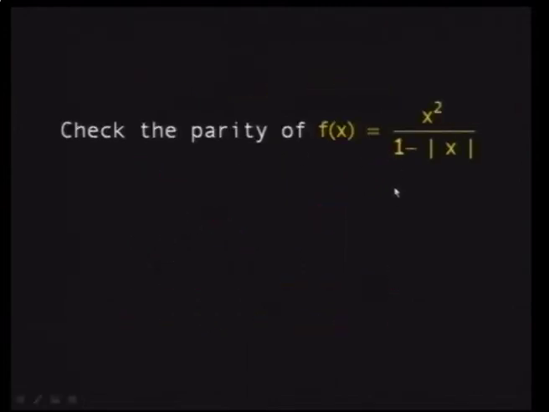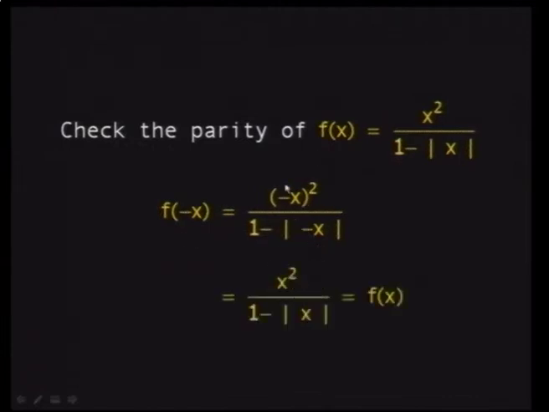So for example, for this function here, they tell you to check the parity of this function. All you have to do is replace x by minus x. If you replace x by minus x, what do you get? You get the same thing. You get here x squared, and the modulus of minus x is the modulus of x. So you get the same explicit function as before, which means that f of minus x is equal to f of x. So this function is even.